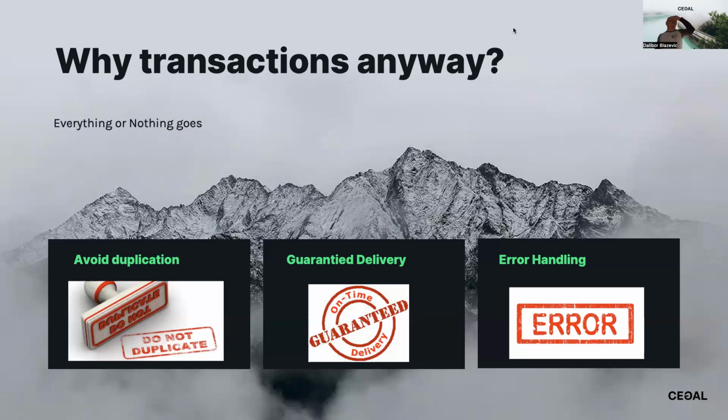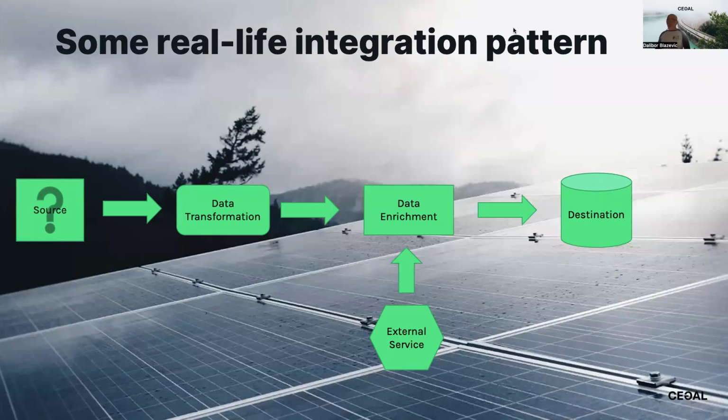So why transactions anyway? Well, in a transactional world, we want that something goes or it's rolled back. We want every piece of transaction processing to go or be rolled back. We want to avoid duplication. We want to have guaranteed delivery. And we want to have some form of error handling that is going to allow us to roll back a transaction. So let us examine some real-life integration pattern that we are going to use to explain how the transaction in Kafka works.